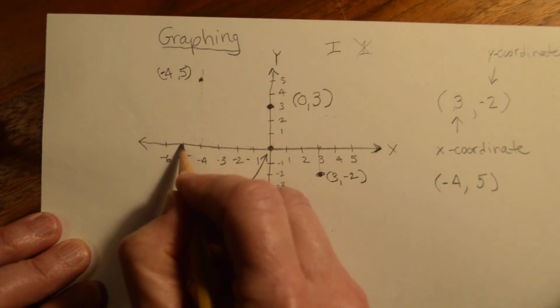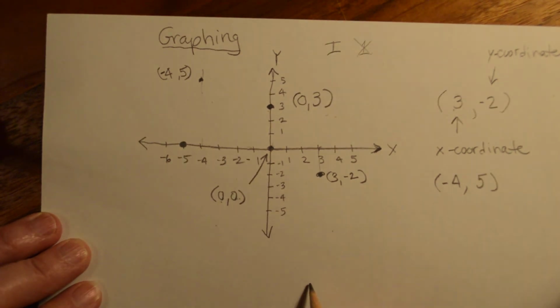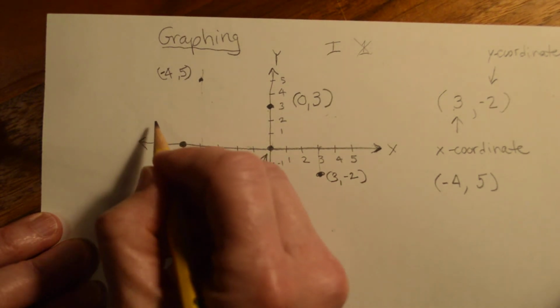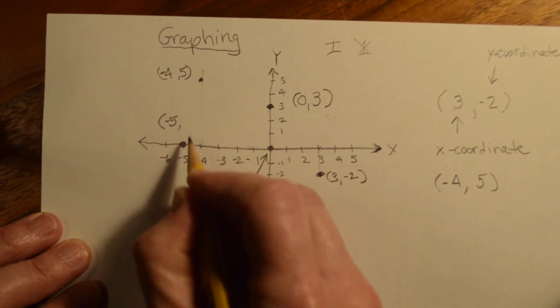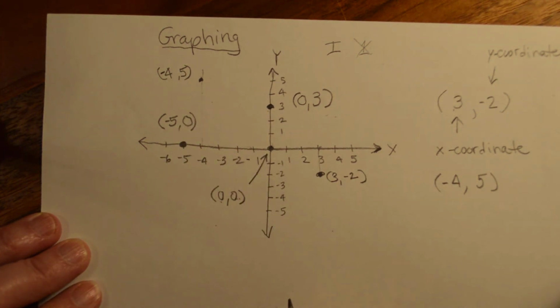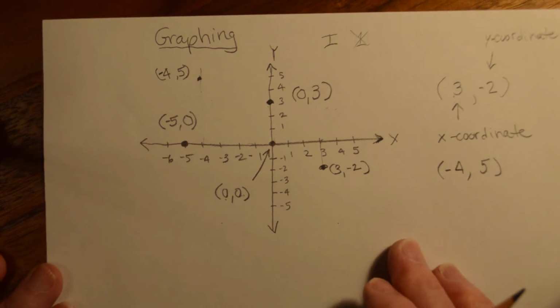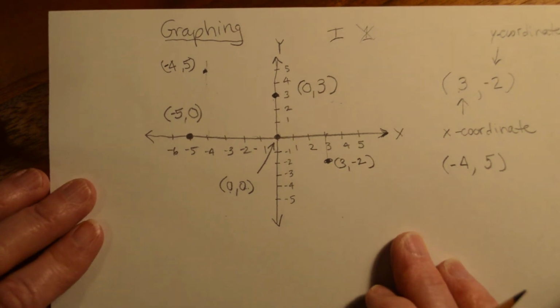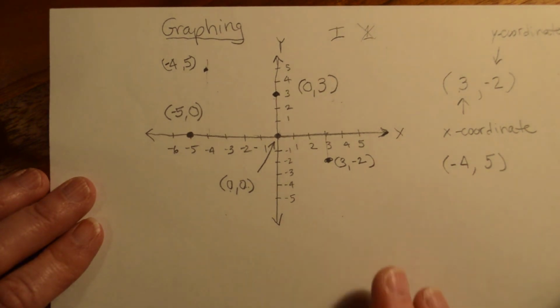Let's say we wanted to get to this point right here. This would say go to -5 on the x-axis, but don't go up or down on the y-axis. So that would be a 0. Okay, so I'm telling you that because you're going to see a couple questions like this on your test packet on Monday. So I wanted to remind you of that.